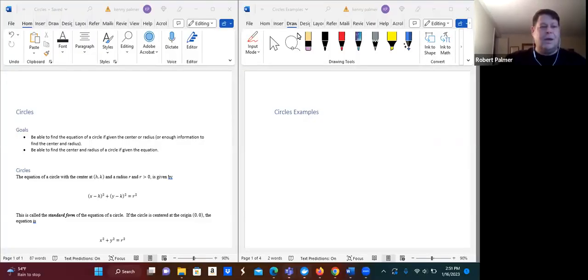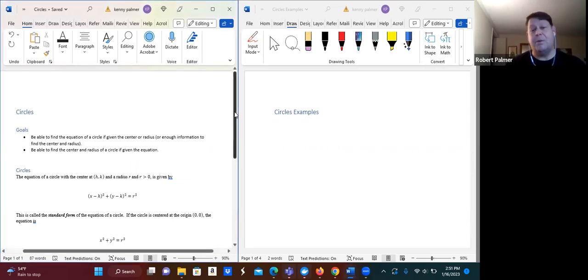Hello. Today, we're going to talk about the basics of circles. So, you all know what a circle is. We'll talk a bit about the equation and then understanding that equation, what it tells us. So our goals then are to be able to find the equation of a circle if given the center and radius, or if we have enough information to find the center and radius in some other way, then be able to find the center and radius of a circle given the equation of the circle.